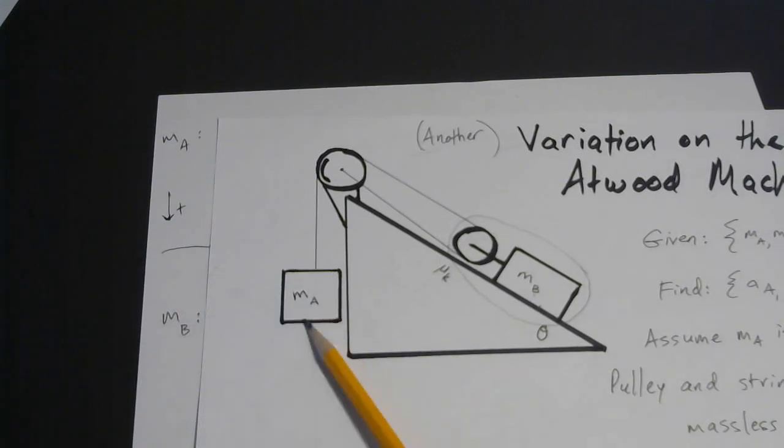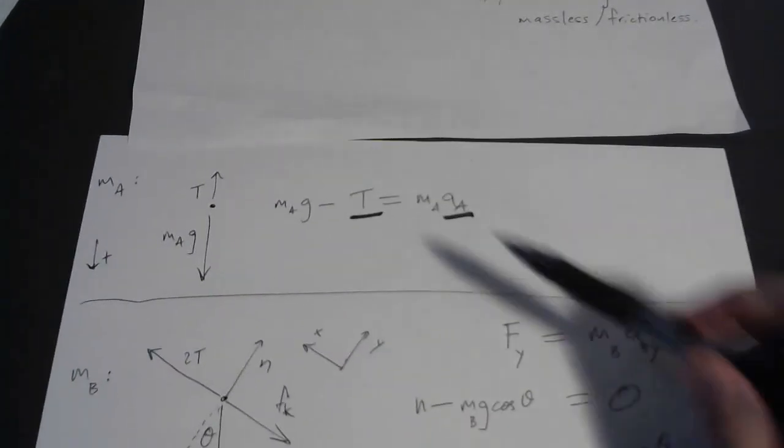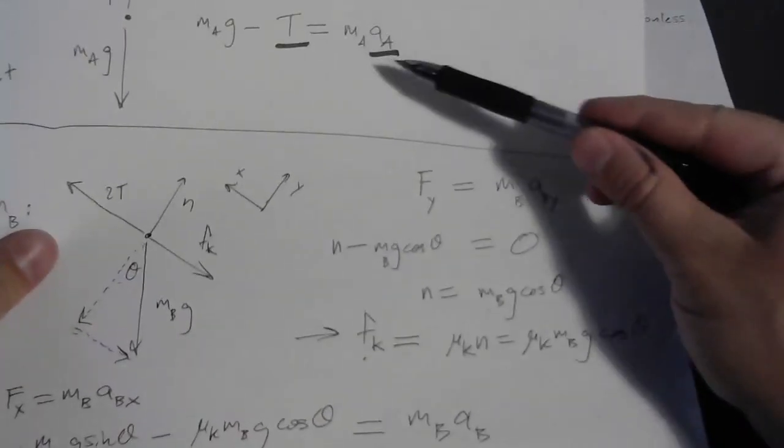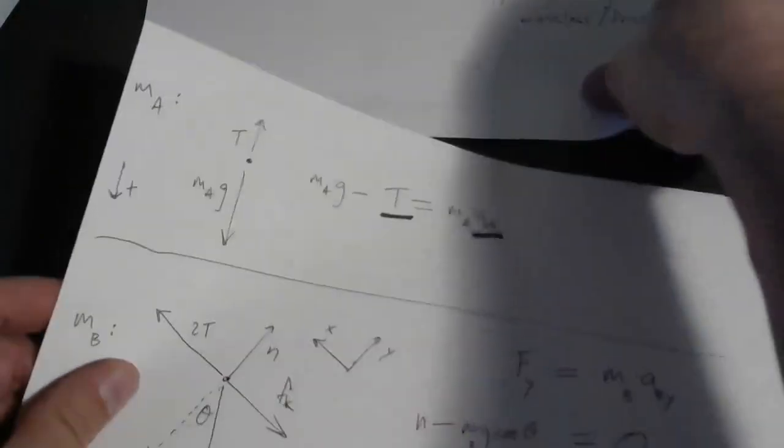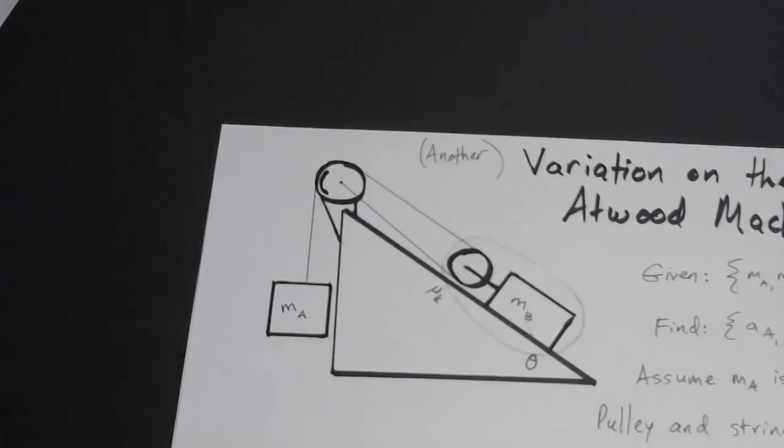Is there a way that you can relate these two accelerations? Maybe these two are the same, the acceleration of mass A and the acceleration of mass B, or perhaps they can at least be related. So this might be the trickiest part about some of these problems. Here's how I think about it.